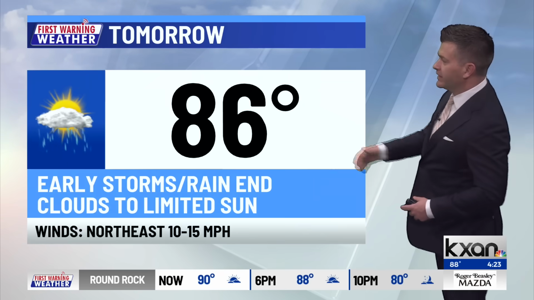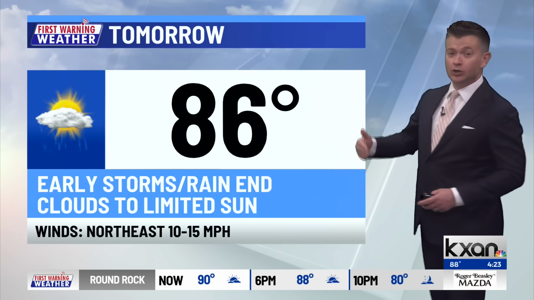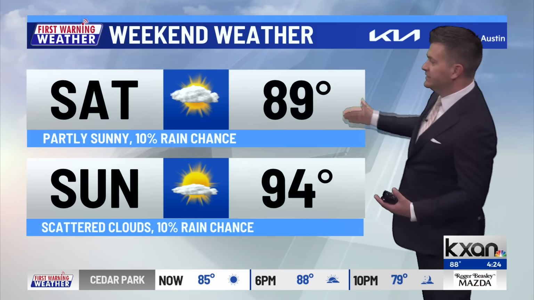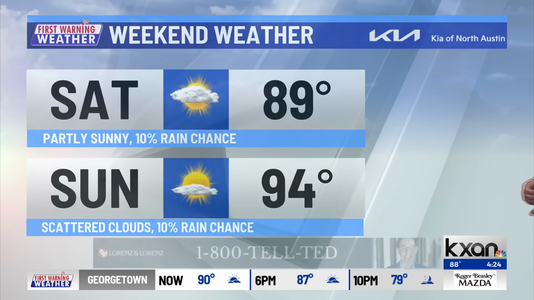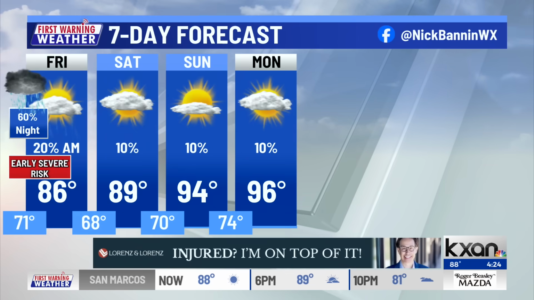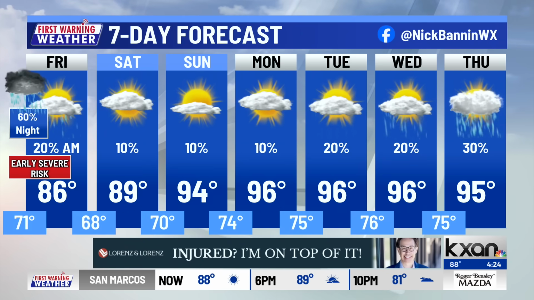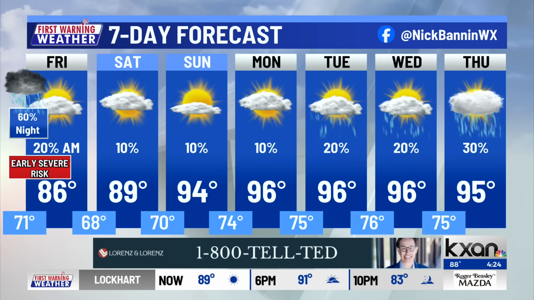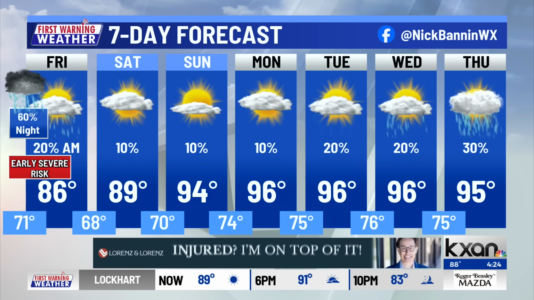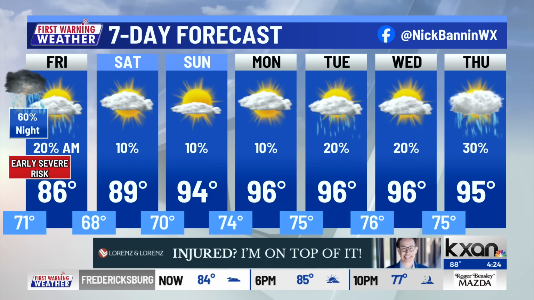We think tomorrow morning, some leftover rain and storms ending early. Clouds giving way to limited sunshine and a high of 86. Much quieter weather this weekend, just low 10% rain chances both days. Sun and clouds Saturday, more sun on Sunday, should push us into the mid-90s. Here's a look at our First Warning Weather 7-day forecast. Mid-90s again on Monday and Tuesday, Wednesday, and Thursday. Rain chances start creeping up by the end of next week. We'll be right back.